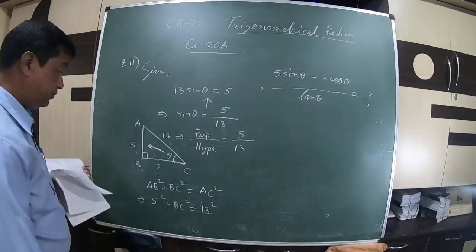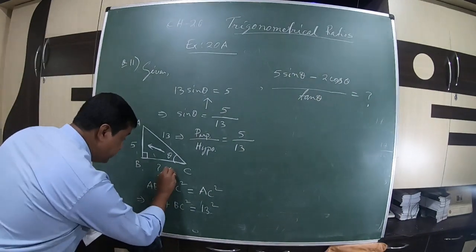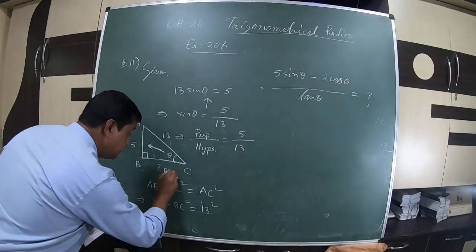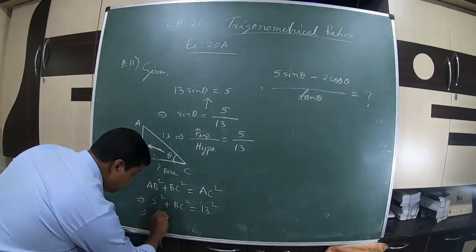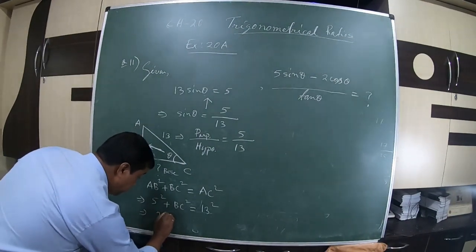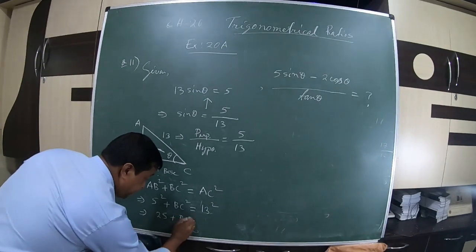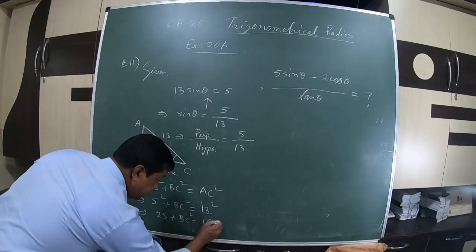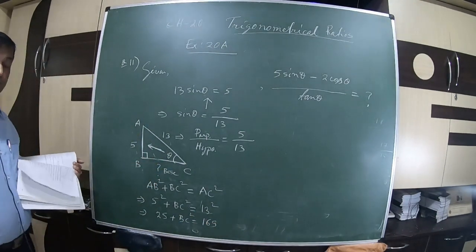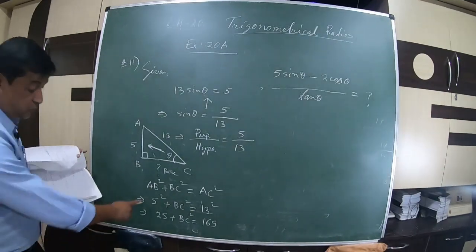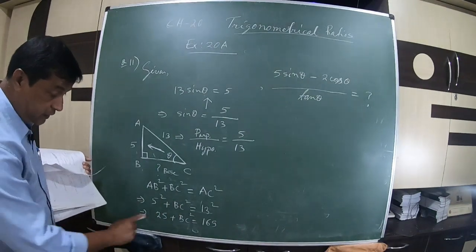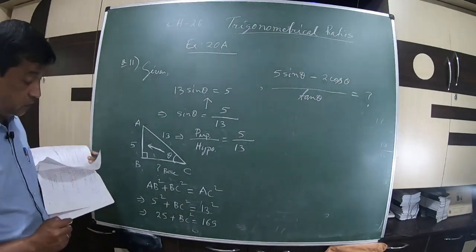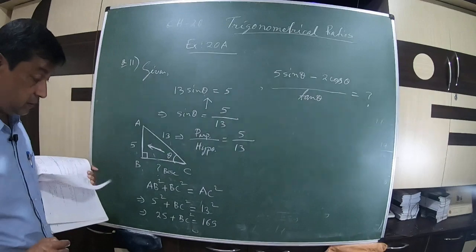Now you can write down here, this is base. You can find out the answer later on. So how much do you get? 5 square is 25 plus BC square equal to 169. 5 square means 5 into 5, that is 25. BC square equal to 13 square, what is it? 13 into 13, that is 169. Is that clear to you?